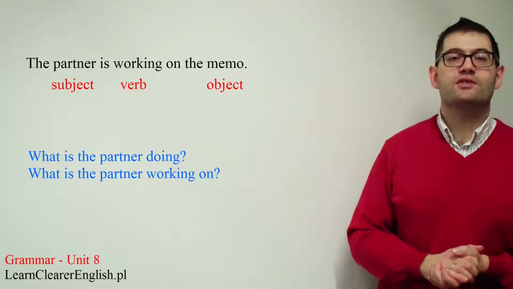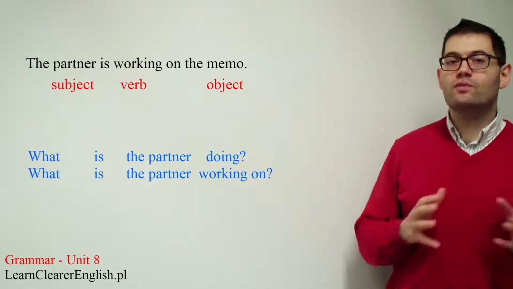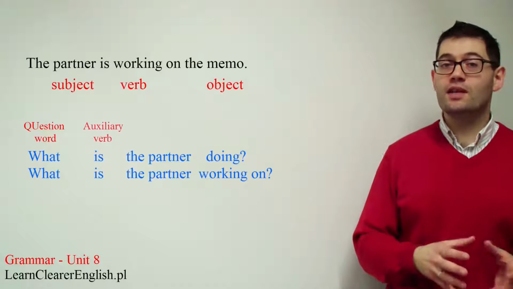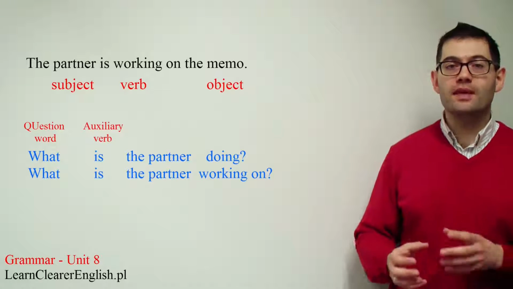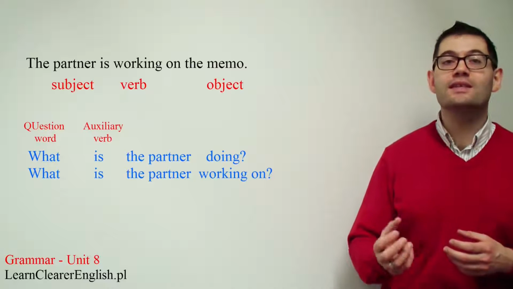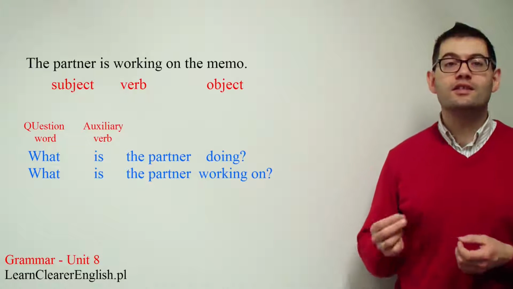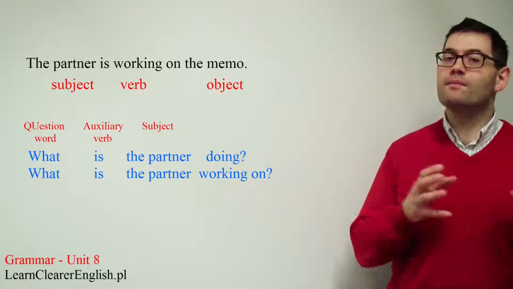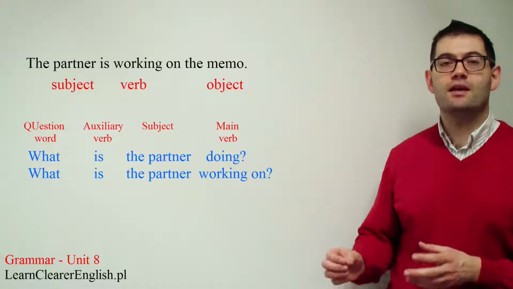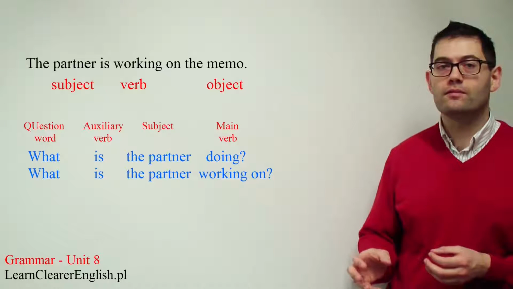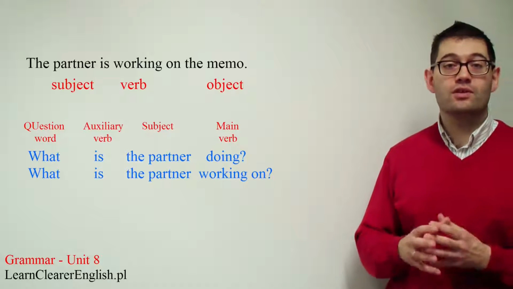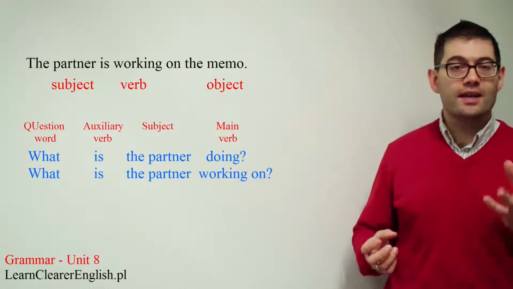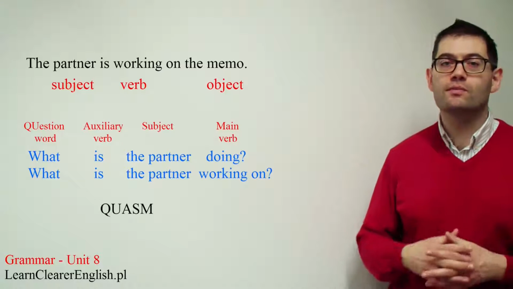Let's break these questions down. In each question, we have a question word. In both cases, it's "what." This is followed by an auxiliary verb, in this case, a form of the verb be, which is needed to form the continuous, in this case, "is." This is followed by the subject, in this case, the partner. This is followed by the main verb structure, which in these cases are "doing" and "working on." That gives us the structure: question word, auxiliary verb, subject, and main verb. The acronym we need to remember is QUASM.